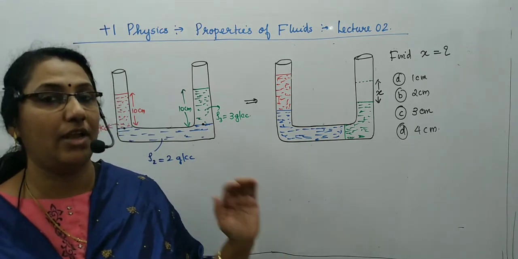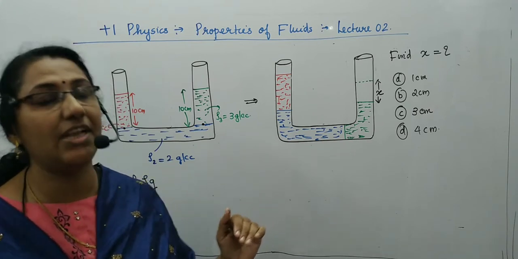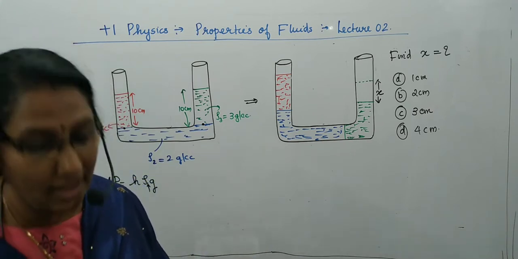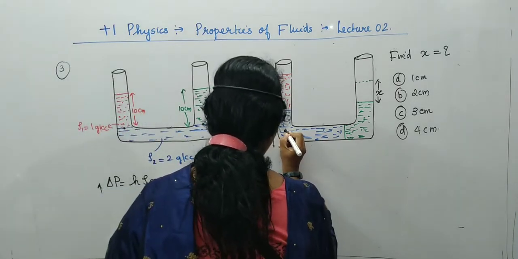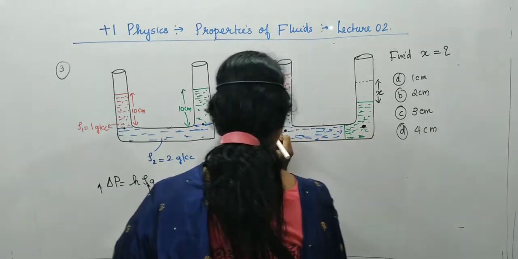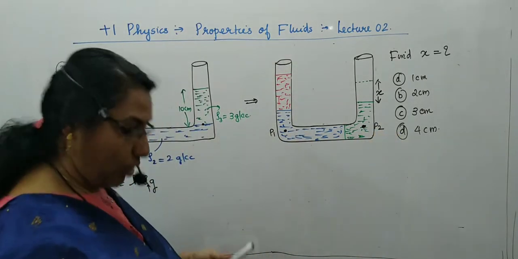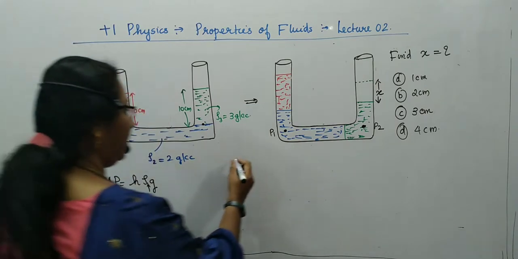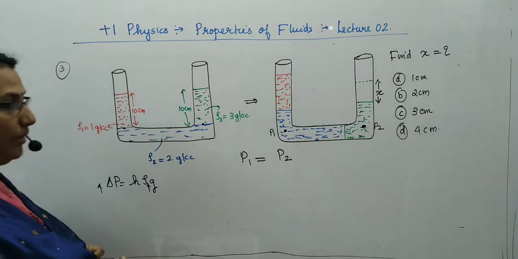each and every point will have the same pressure. For a static fluid at a particular horizontal level, each and every point will have the same pressure. I am taking this point and this point. Suppose here the pressure is P1 and here the pressure is P2. So what about P1 and P2? Same level, pressure same. P1 is equal to P2.